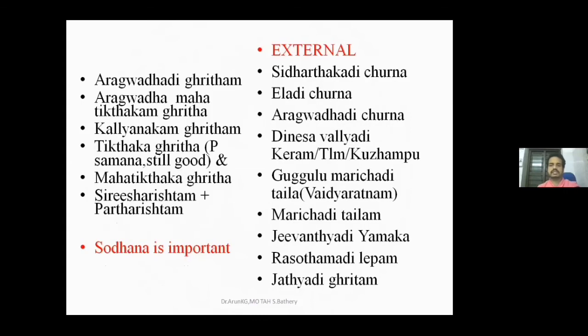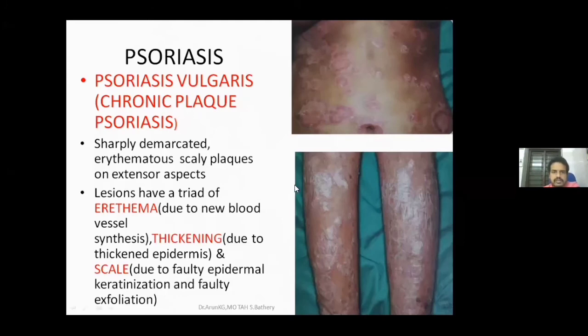So here in severe cases, Shodhana is very important. So many medicines are mentioned as per the several types. Plaque psoriasis vulgaris is there. So in all these we should check for erythema, thickening, and scale. These will be there in all kinds of lesions. Erythema is due to new blood vessel synthesis, thickening is due to the thickened epidermis, and due to faulty epidermal keratinization and exfoliation there will be scales also.